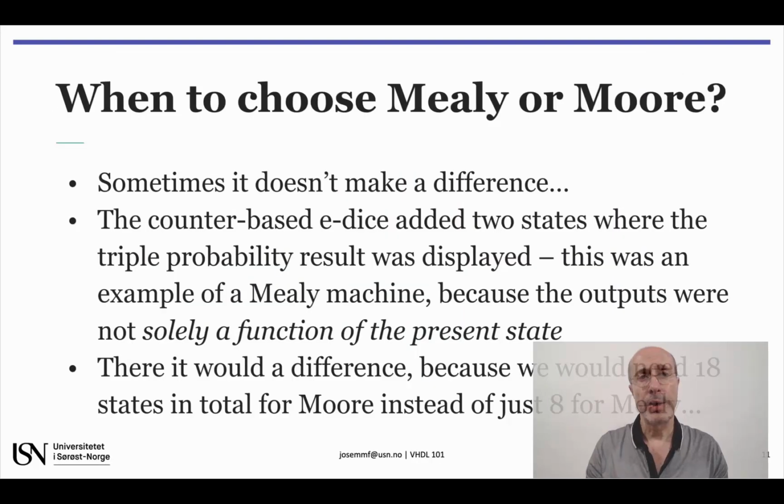It is not always clear that choosing one type or the other will make a difference. However, the counter-based EDICE is an interesting example because the outputs generated in the two additional cheating states depended on the external result selection inputs, and this qualifies the implementation as a Mealy machine. If we wanted to make it as a Moore implementation, the number of states would be much higher.